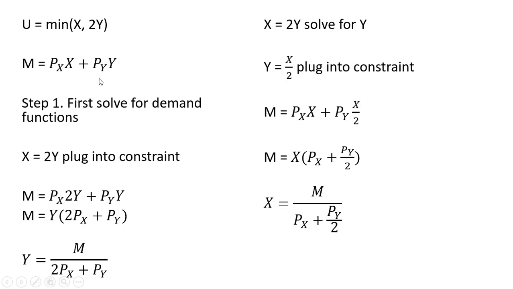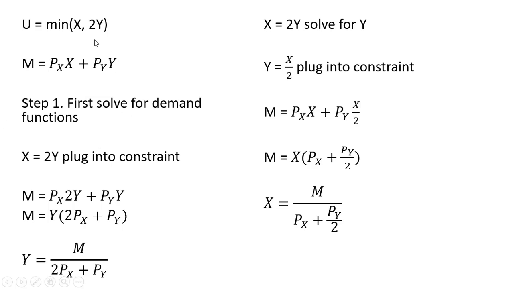Here's the consumer's budget constraint. M is income, p_x is the price of good x and p_y is the per unit price of good y. x and y again represent units of good x and good y respectively. Step one, we're going to solve for the demand functions for good x and good y.